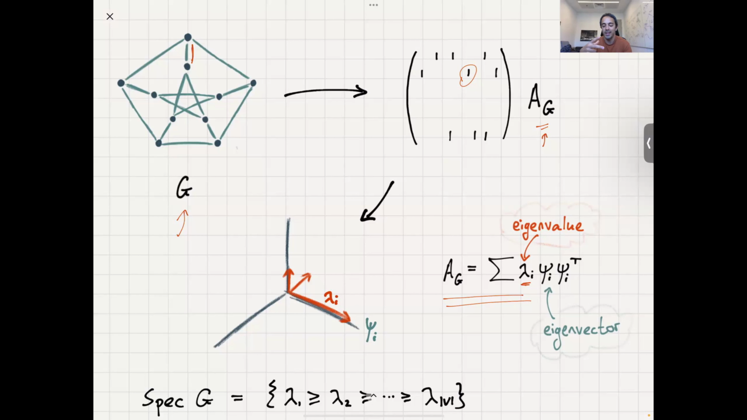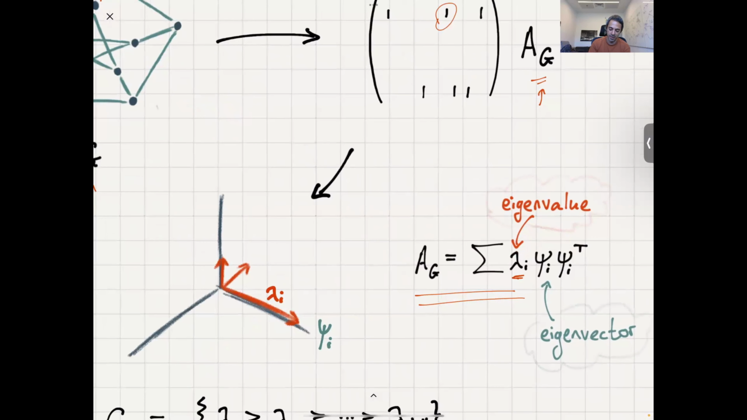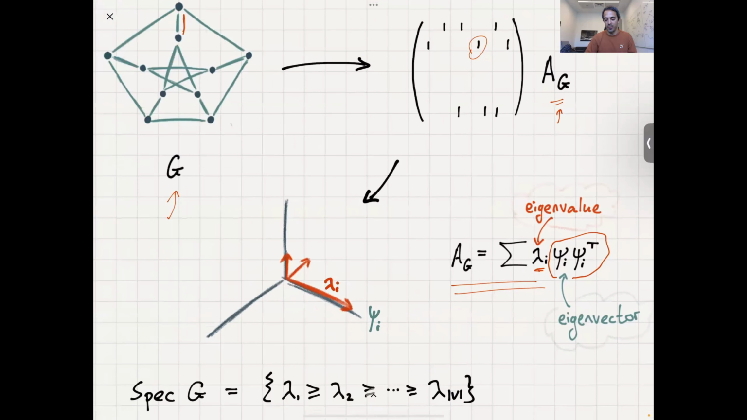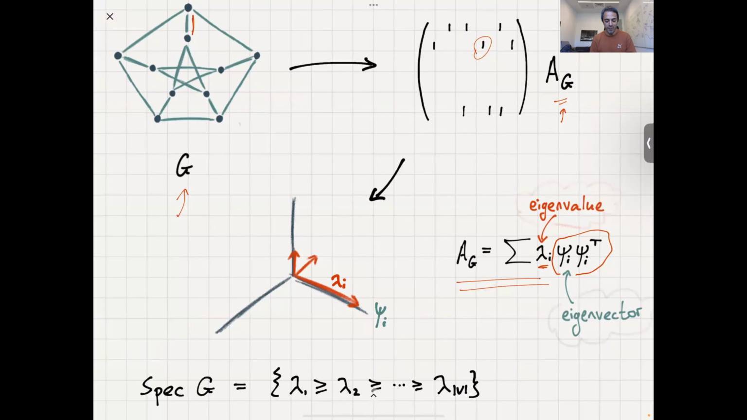And not only that, it also has an orthonormal basis of eigenvectors. So psi_i is an eigenvector corresponding to lambda_i, and this thing is really a projection matrix, a rank 1 matrix onto psi_i. And so you can write A_G like that, as a sum of rank 1 projection matrices, scaled correspondingly to the eigenvalues. So the picture you should have in mind is this one.